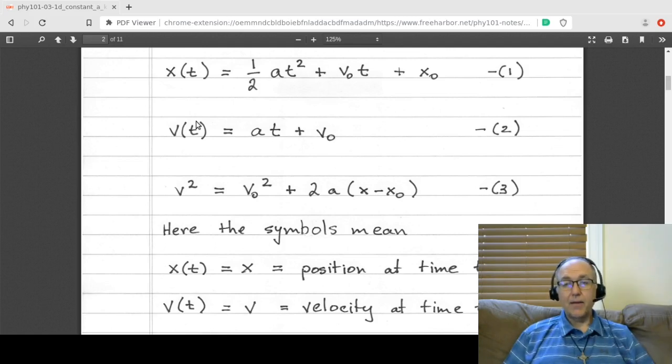Okay, so let's look at the form of these equations. So the position as a function of time is actually going to equal 1/2 at squared plus v naught t plus x naught. Okay, like that. All right, so what are all the symbols in there? Well, 1/2 is a constant. A, there's your acceleration. That's just a number. That doesn't change over time.